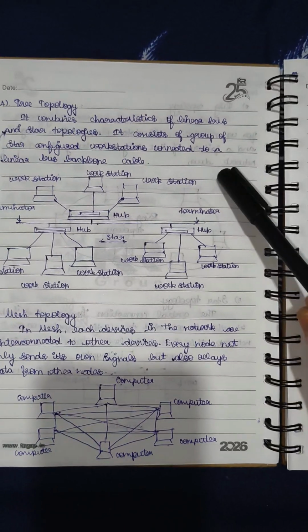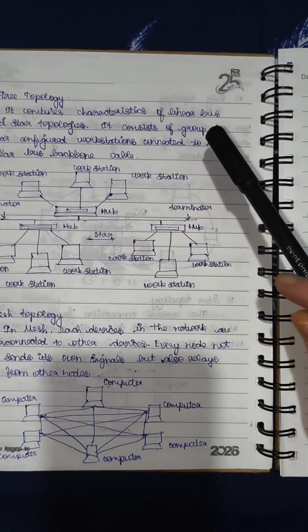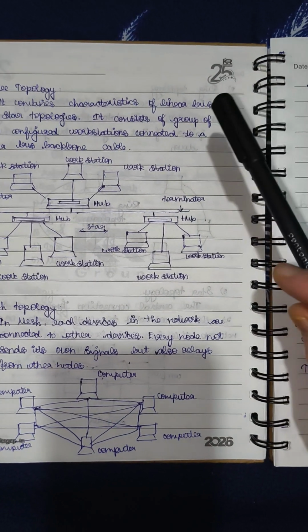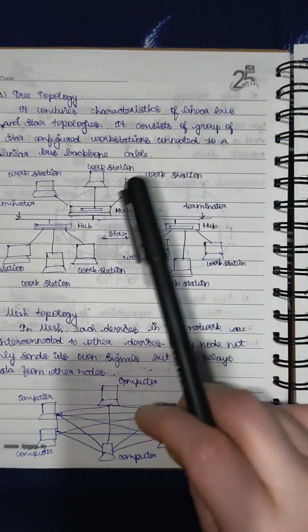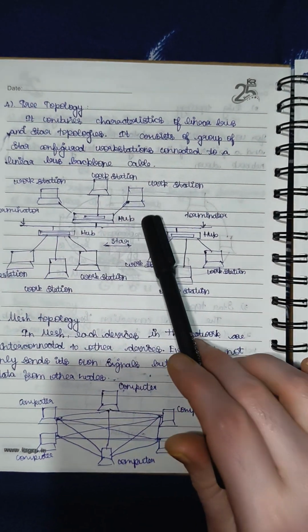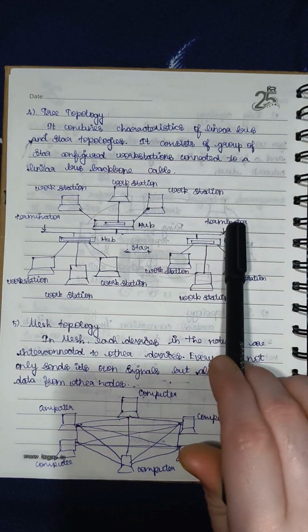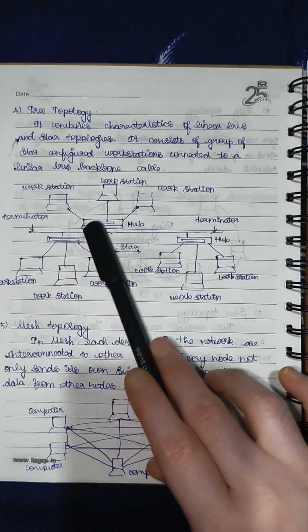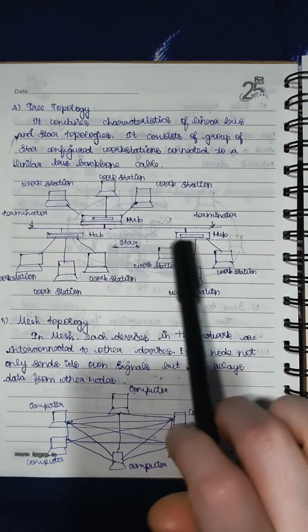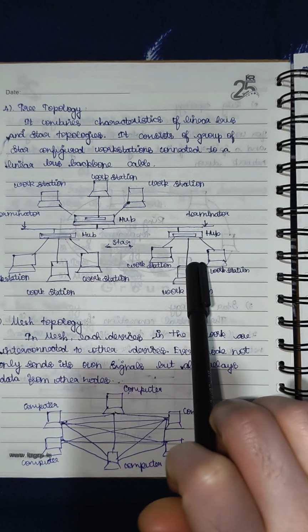And the next topology is tree topology. So tree topology is nothing but a combination of both star and bus topology. See, in the structure itself you can understand. So here a single cable has been used, that is the example of bus topology, and a hub has been used with different networks connected, so that is the example of star topology.